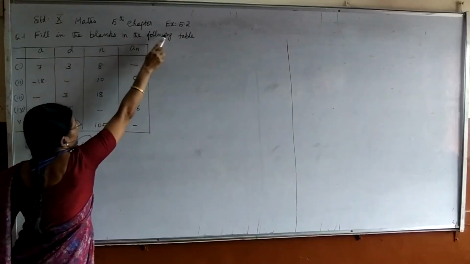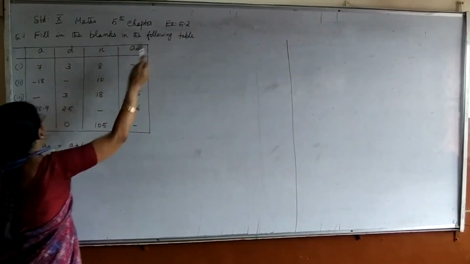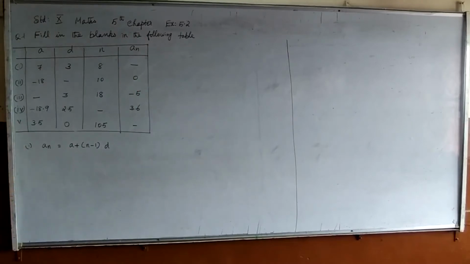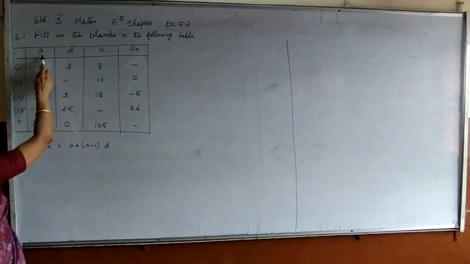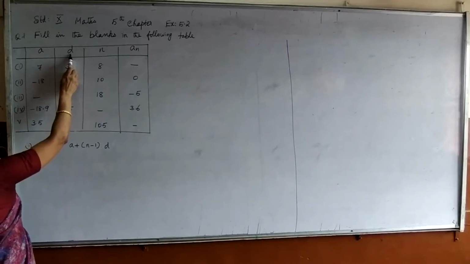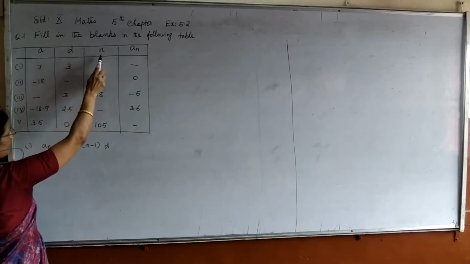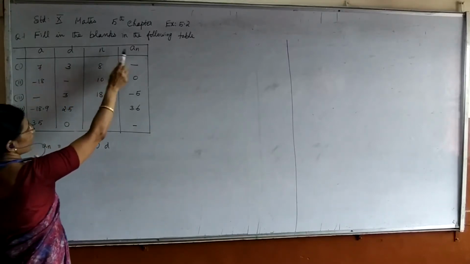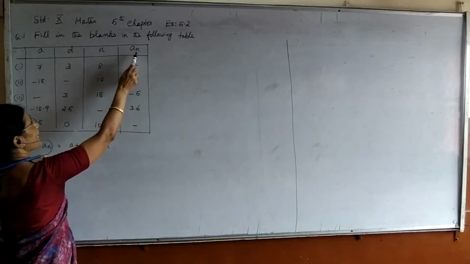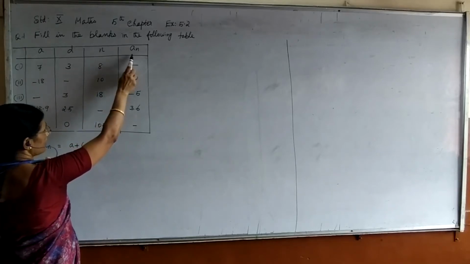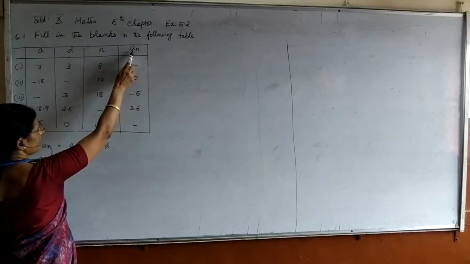We are continuing. Today we are going to learn exercise 5.2. The first question is, fill in the blanks in the following table. First term denotes A, D is called common difference, N shows the number of terms in the given sequence. An is the nth term. The number which is in the nth place is An.